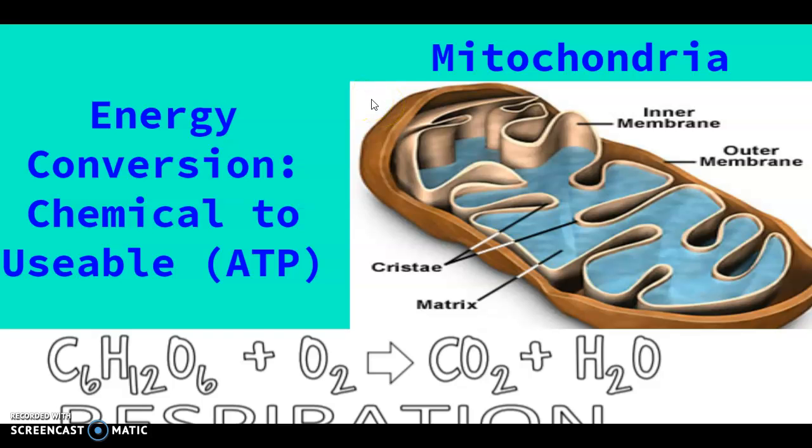The second step, which is called the Krebs cycle, is going to occur here in the matrix. And the third step, which is called the electron transport chain, occurs in this inner membrane. So I'm going to attach a couple of video clips for you to look at the process of cell respiration and to look at your respiratory system.